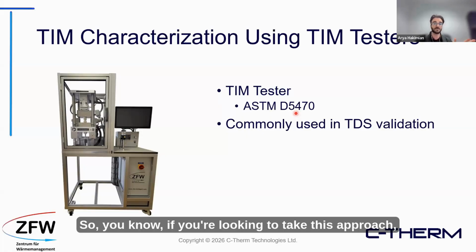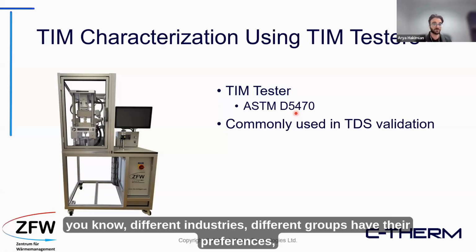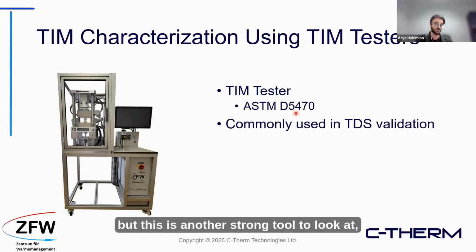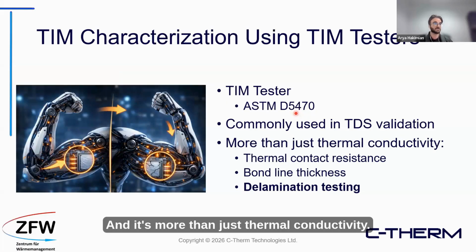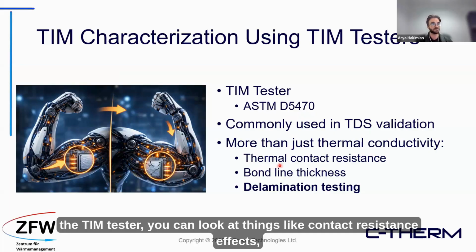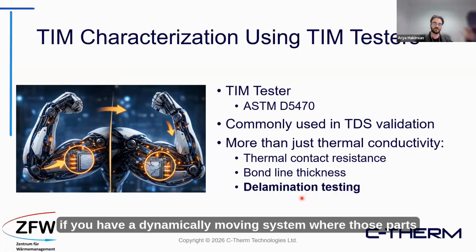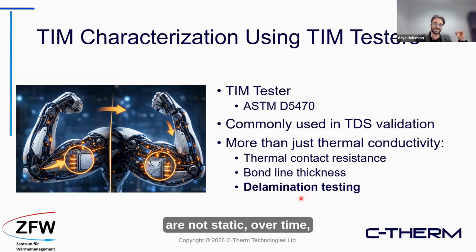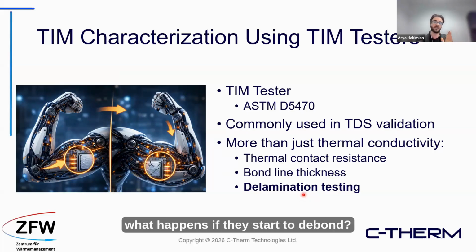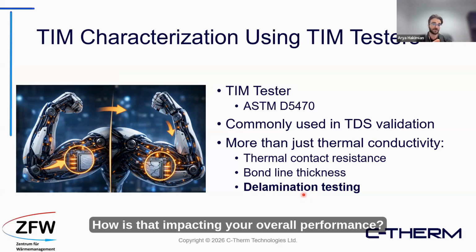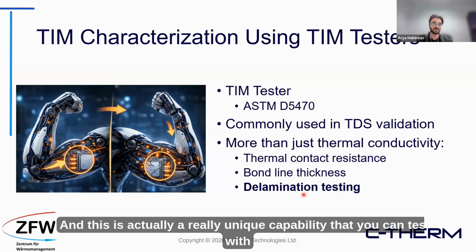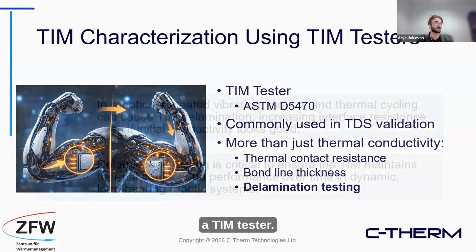So, if you're looking to take this approach, different industries, different groups have their preferences, but this is another strong tool to look at, especially in terms of TIM testing. And it's more than just thermal conductivity. Interestingly, with the TIM tester, you can look at things like contact resistance effects, bond line thickness, delamination testing. And I want to focus on this example because, again, with the same idea, if you have a dynamically moving system where those parts are not static, over time, what happens if they start to debond? How is that impacting your overall performance? And this is actually a really unique capability that you can test with a TIM tester.